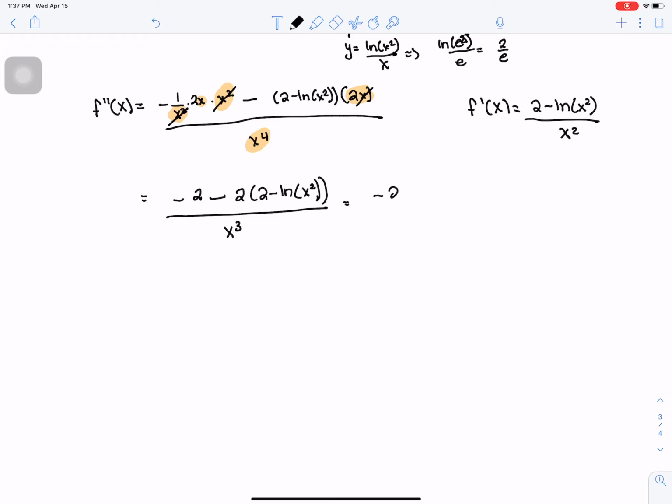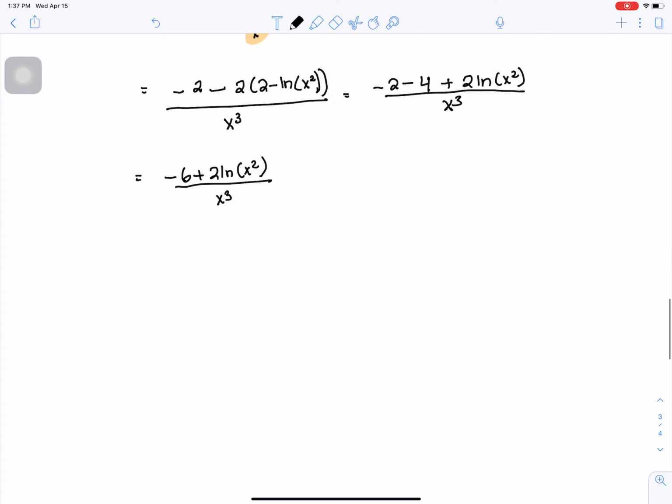Now I'm going to expand minus 2 minus 4 plus 2 ln x squared all over my bottom cubed. So I'm getting minus 6 plus 2 ln x squared over x cubed. And that's sort of my simplified second derivative. I'm going to also factor out a 2, and I'm going to get ln x squared minus 3 all over x cubed, and this is my simplified second derivative.